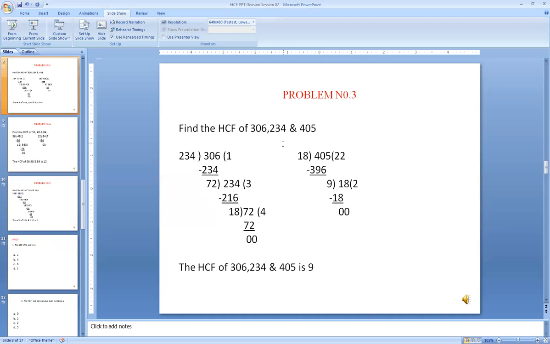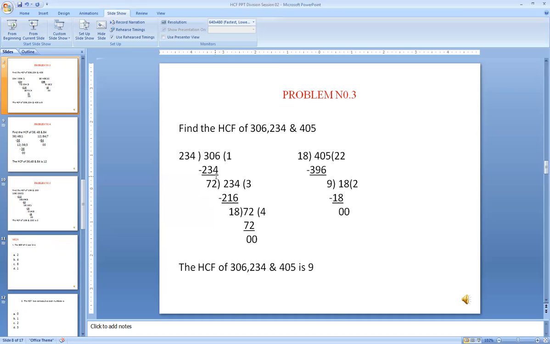They have given only two numbers. Here also we should take one largest and the smallest number. So when the largest number here is 306, we are considering these two, and the smallest among these two is 234. So we keep on dividing.